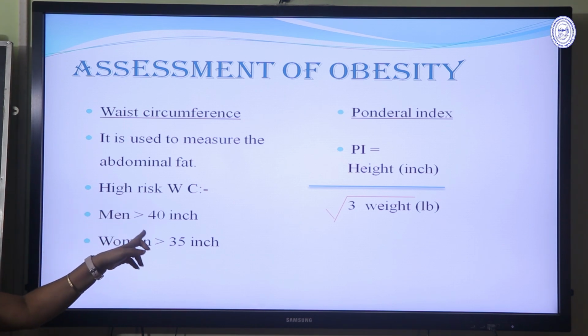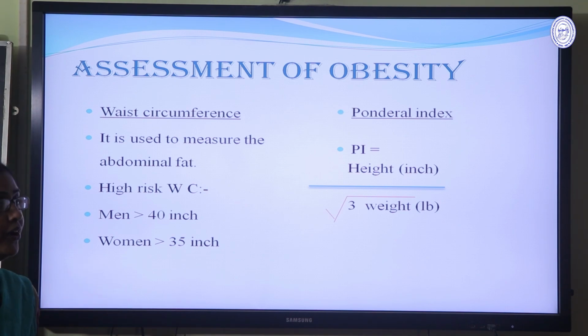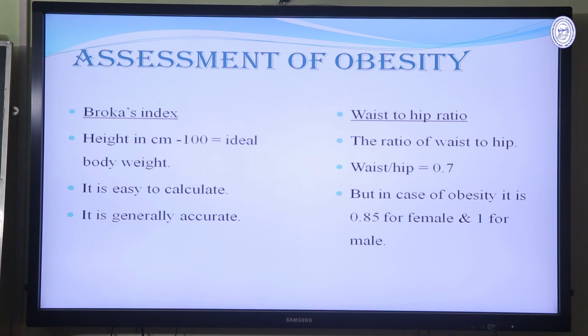It is high risk when waist circumference is more than 40 inches in men and more than 35 inches in women. Another index is the ponderal index. Ponderal index is again very similar to body mass index; it also takes into account the height in inches and the cube root of weight in pounds. But ponderal index, corpulence index, different indices are there. These are calculated methods and they have some error.